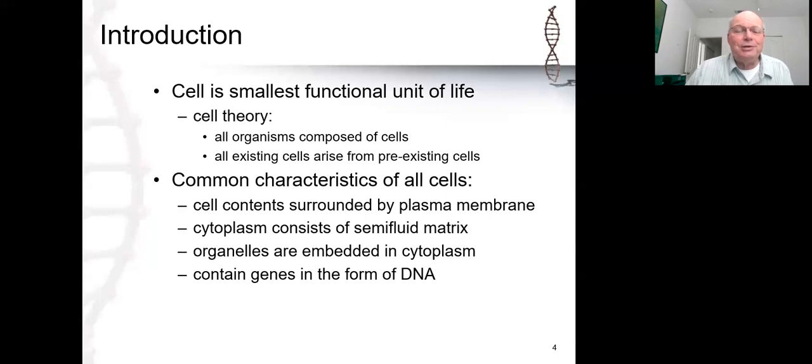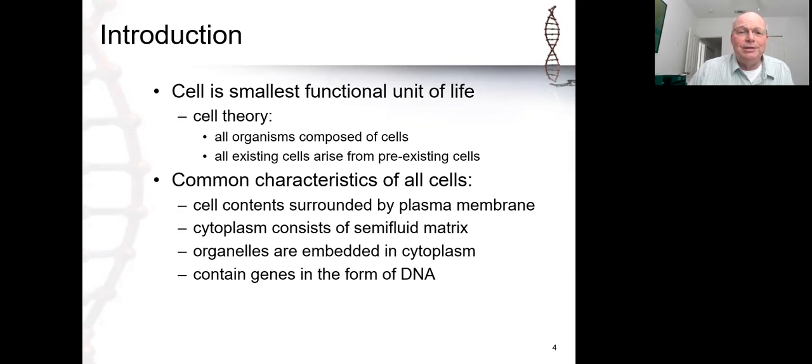It states that all organisms are composed of cells, nothing mysterious there. And most people recognize that. But there is a second part to that theory. And it says that all existing cells arise from pre-existing cells. So by implication there, we are saying that cells are capable of reproducing themselves, irrespective of whether they are part of a single organism, a unicellular organism, or whether they are part of a multicellular organism.